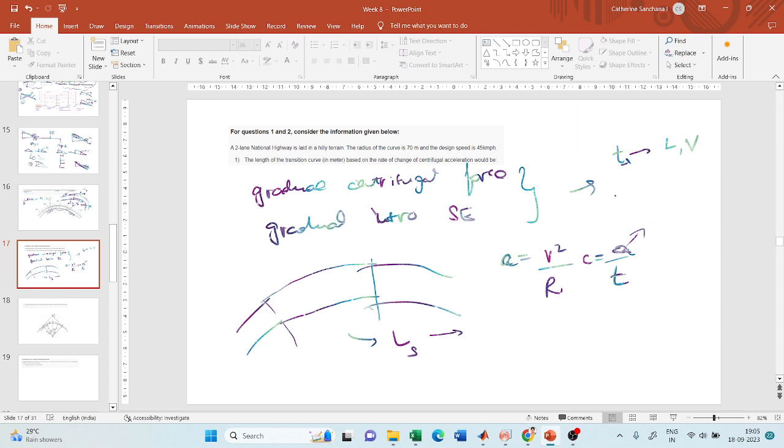Now this t you can substitute in terms of length and velocity. You know that velocity is the change in length by change in time, the rate of change of distance. So substitute for t here: c is equal to a divided by t, and t is L by V. Now substitute for a also. If you substitute for that, you will get V cube divided by R into L, that is, c equals V cube by R L.